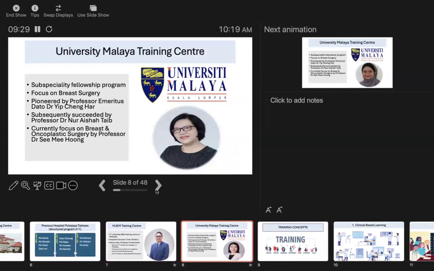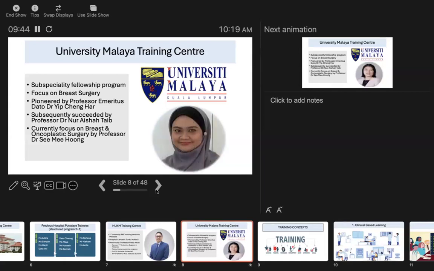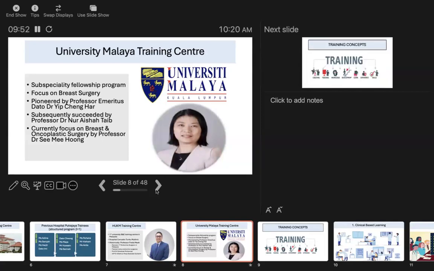University of Malaya Training Center successfully started a fellowship program which focused on breast surgery. It was pioneered by Professor Emeritus Dr. Yi Cheng Ha, and subsequently succeeded by Professor Nur Aisha, who is still here in the room. Currently it is led by Professor Sini, who focuses on breast and oncology surgery, as well as Ms. Sunita. Thank you very much for coming, Ms. Sunita. Although the Professor is still in Korea, attending a global breast cancer conference.